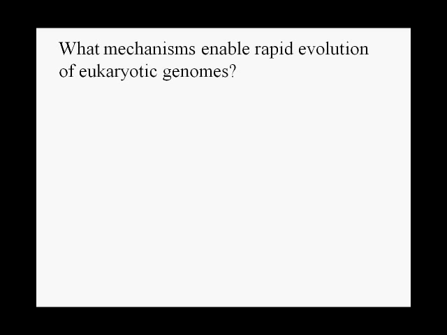So what are these mechanisms that facilitate evolution of eukaryotic genomes? Again, we've already discussed one of them. This is sexual reproduction. So recombination during meiosis generates new chromosomal combinations, and that is a tremendous driver of diversity and therefore a feeder of evolution.